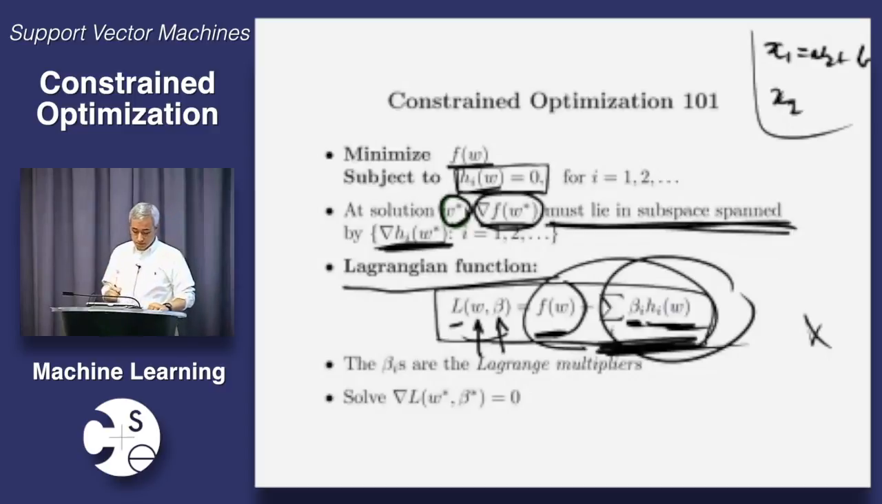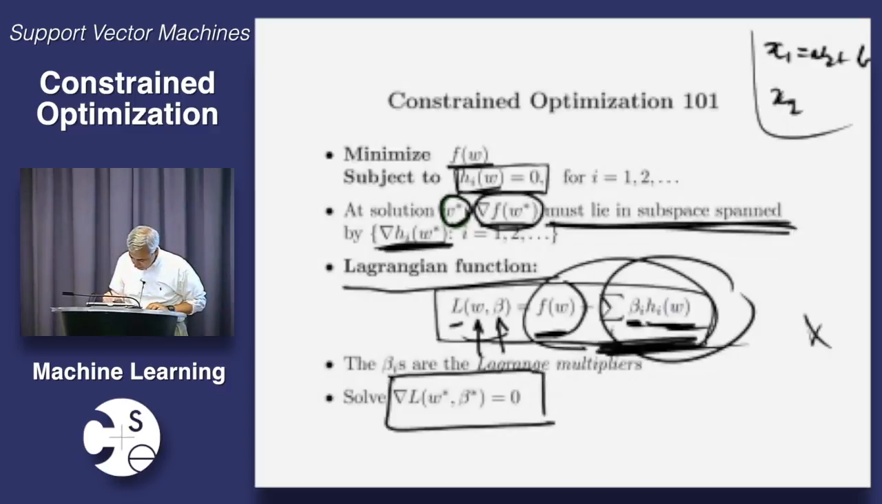Questions so far? Finally, what we're going to solve is this problem: I want to find the W star and beta star that make the gradient of the Lagrangian equal to 0. This is just the good old unconstrained problem, except it's over the old and new variables, and the function has this new term in it. Questions?